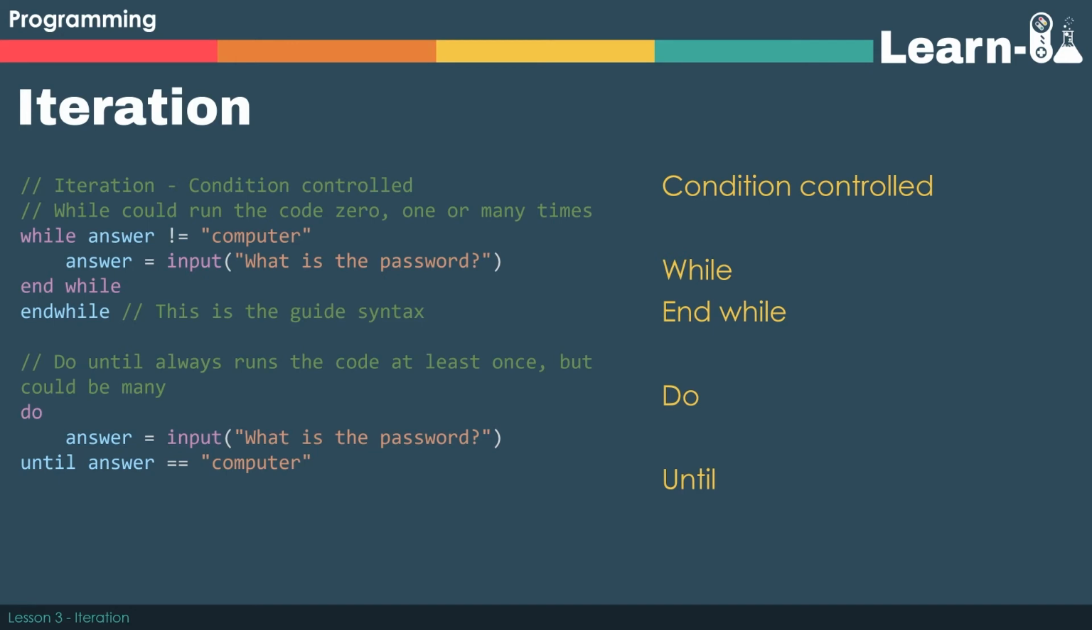So we have the keyword do at the start, then our block of code, and then until and whatever the condition is. Now, they're both very, very similar, but there's a slight difference between the two methods. A while could run its code 0 times, it could run it once, or it could run it multiple times, up to infinity. A do until always runs that block of code at least once, but again, we could have many or up until infinity.